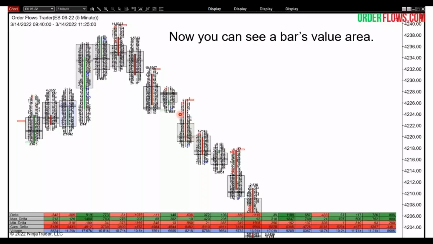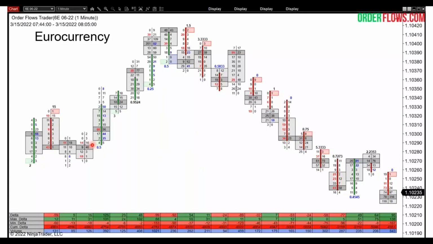You can get into your trade 5 points earlier rather than basic traditional analysis. Euro currency, same things, right? Gaps, gaps, gaps as the market's moving down.